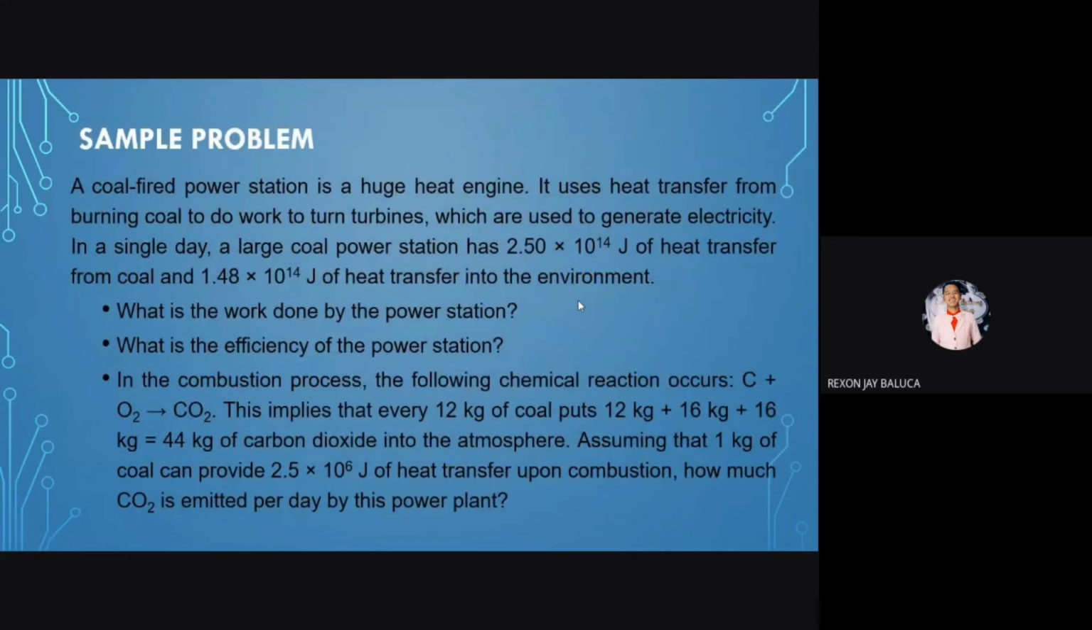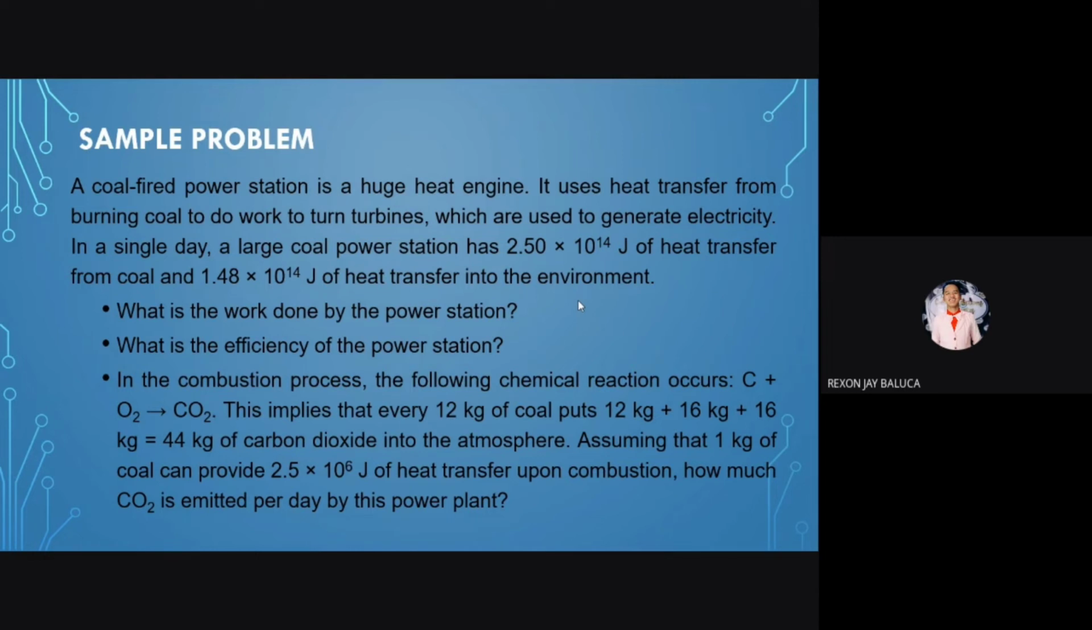So let's do a sample problem. So this is the problem. The coal-fired power station is a huge heat engine. It uses heat transfer from burning coal to do work to turn turbines which are used to generate electricity. In a single day, a large coal power station has 2.5 times 10 to the power of 14 joules of heat transfer from the coal and 1.48 times 10 to the power of 14 joules of heat transfer to the environment. So, like we said earlier, the heat is not 100% converted, because some is transferred to the environment. So, our problem is, what is the work done and the efficiency?